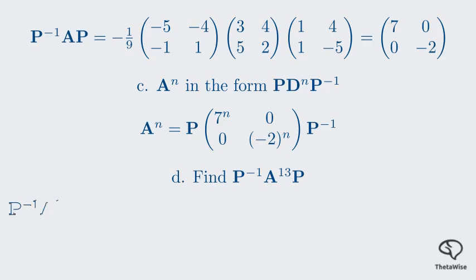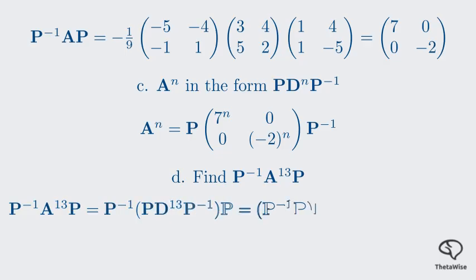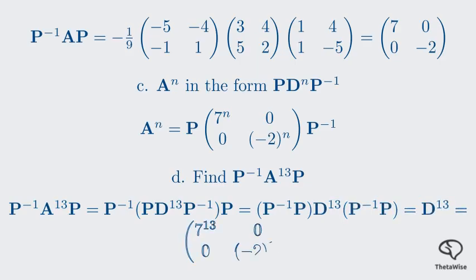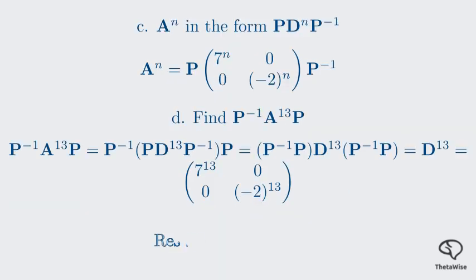Notice the structure of the expression we need to find. It's the same form as the diagonalization itself. Therefore, the result will be the diagonal matrix of the eigenvalues raised to the power of 13. This gives us [7 to the 13, 0; 0, negative 2 to the 13]. This demonstrates a powerful simplification.